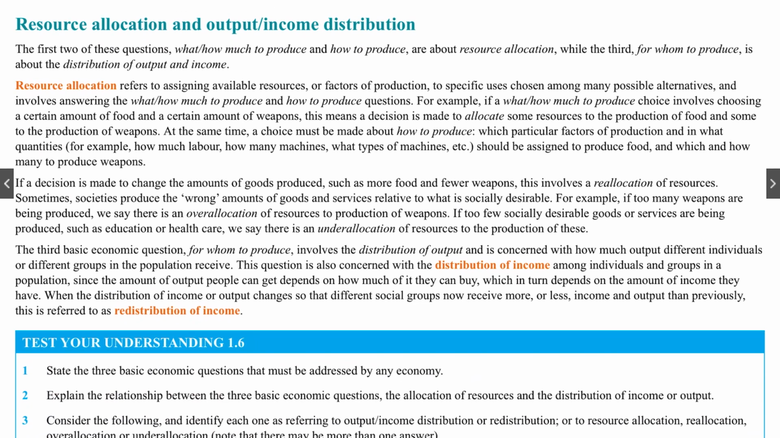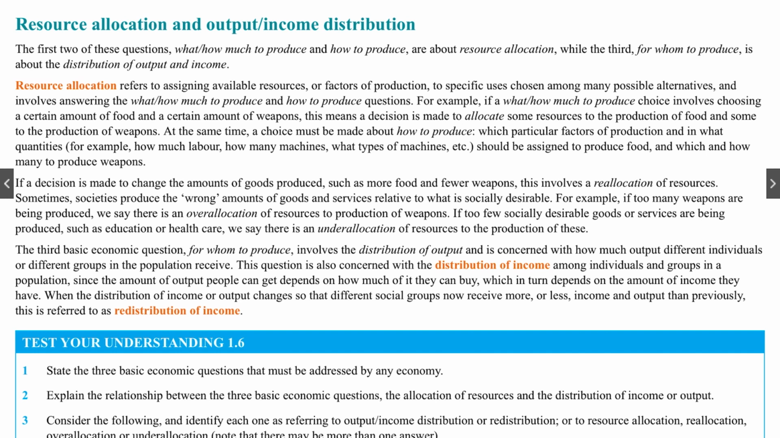So then we have resource allocation and output income distribution. Resource allocation refers to assigning available resources or factors of production to specific uses chosen among many possible alternatives. Basically, if you have a bunch of water and a bunch of wood, who are you going to send the water and the wood to? Usually this is assigned by the government, or in more free market economies, it is just based on price. If you can sell it for a better price, you're going to have the resources. If you can buy it for a better price, you're going to have the resources as well.